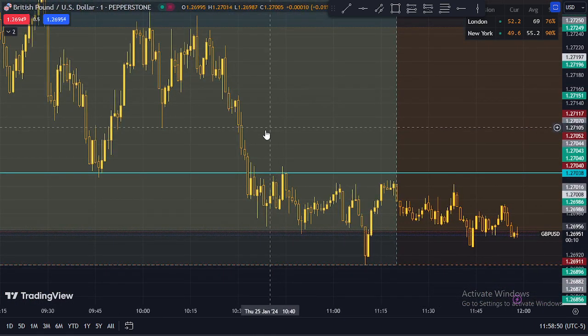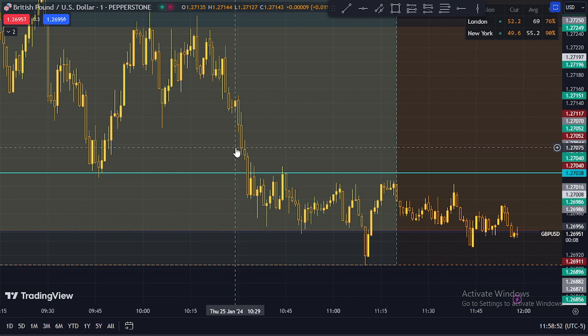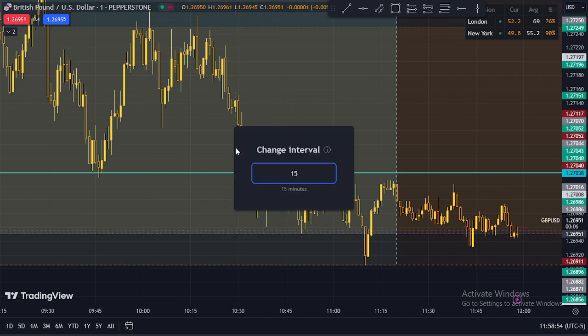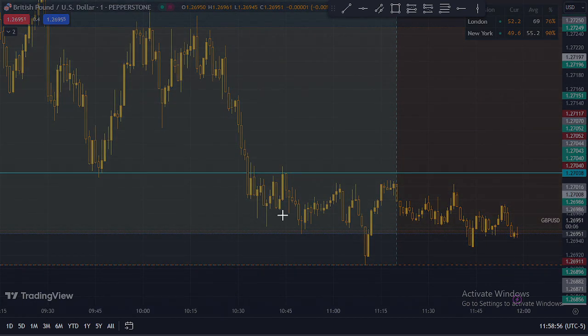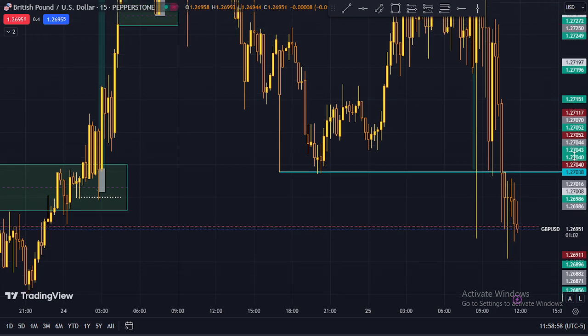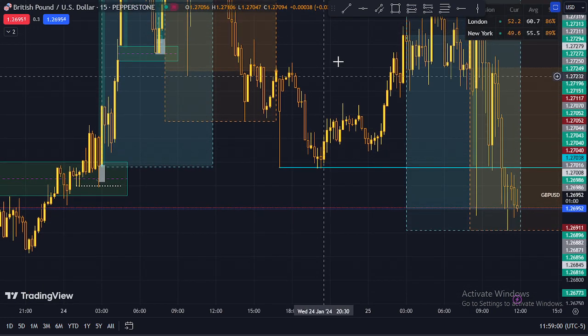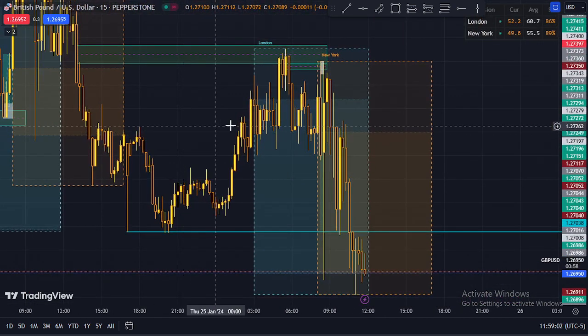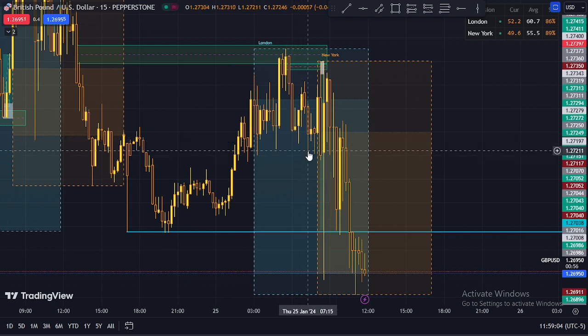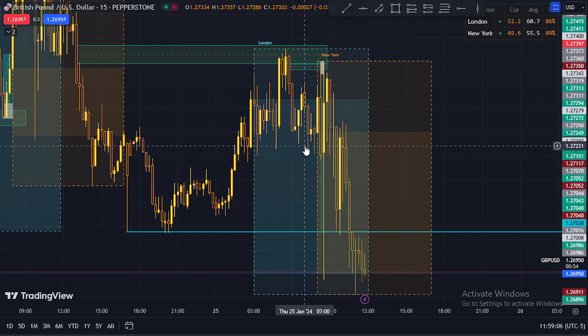I don't think I have anything else to add to that. So the best thing is always have multiple time frames, so that you can see price clearly, especially during such days where there is news events.